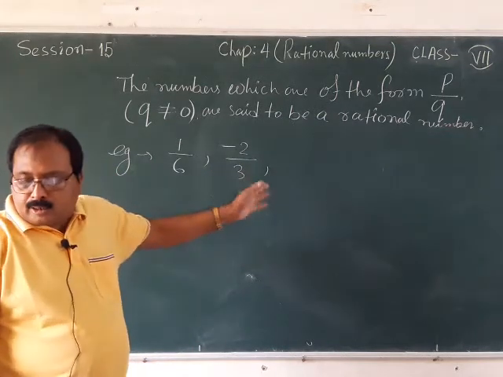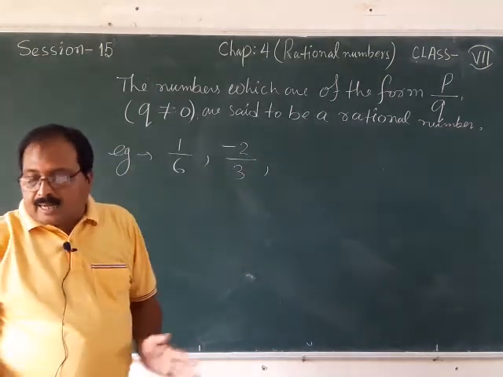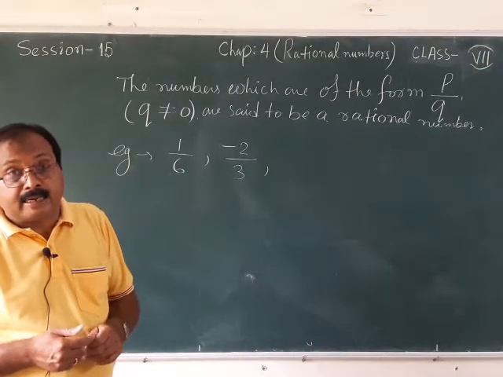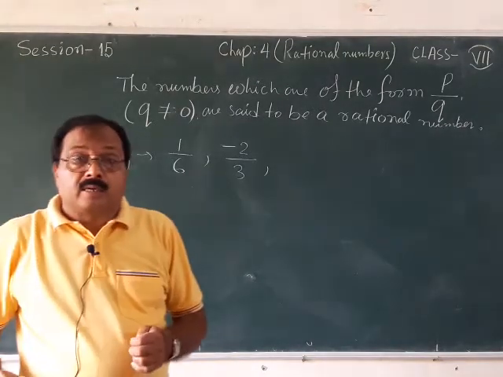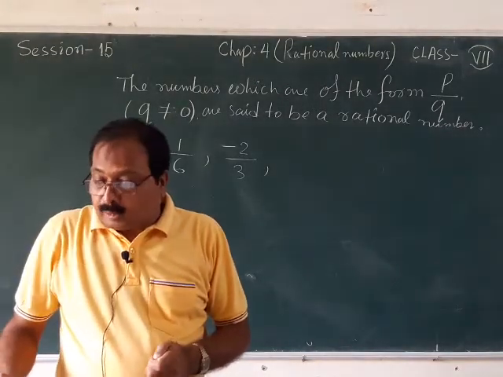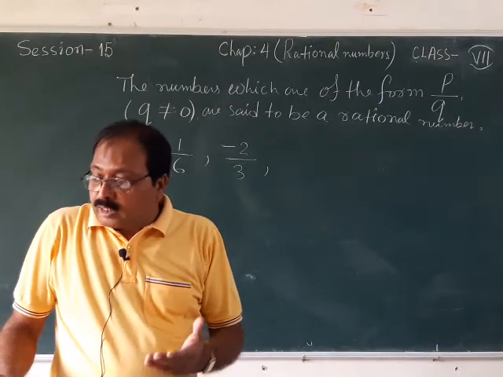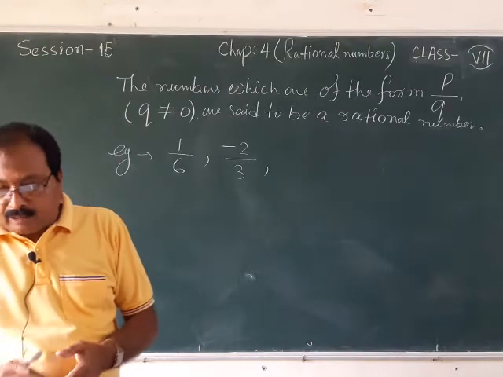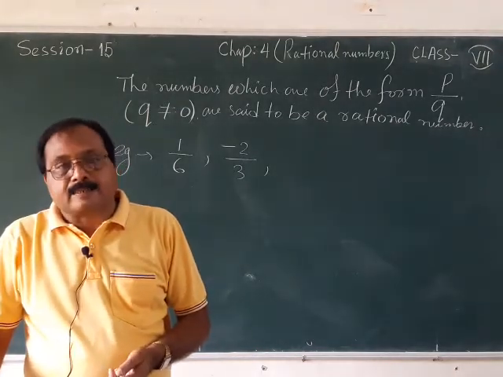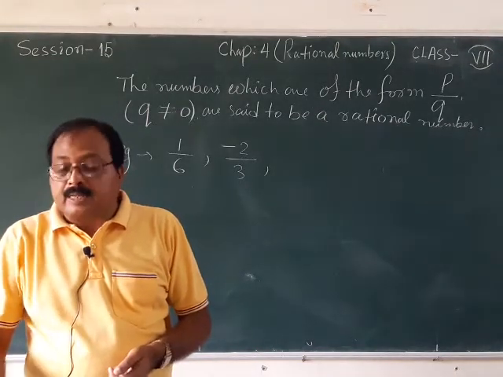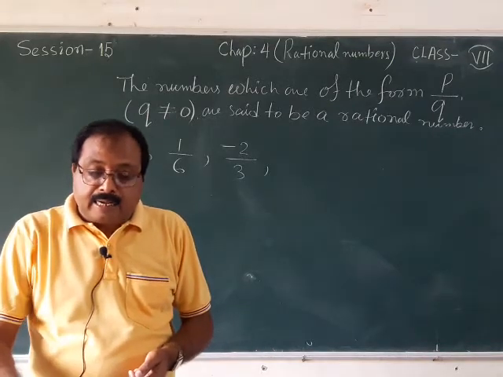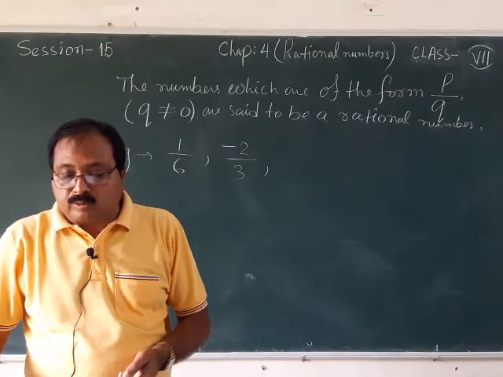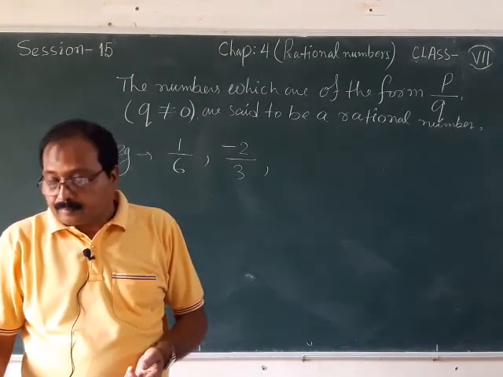That means all the fractions are rational numbers, but all rational numbers may or may not be fractions. So you have to keep that in mind. You can study in your book page number 49, everything is written in detail about rational numbers, then about fractions and decimals you are already aware. Now today I am going to start the rational numbers.